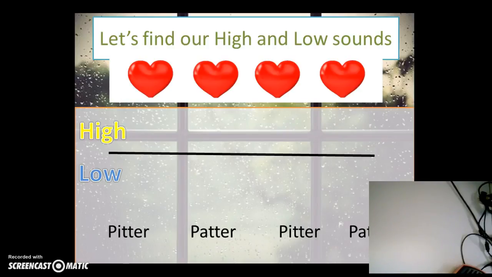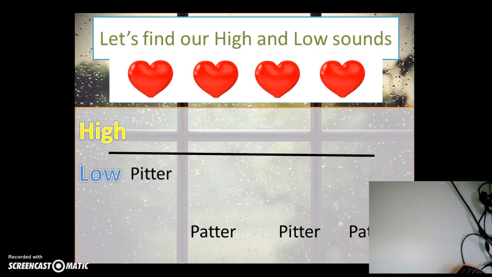So the first pitter is either going to be a low or high sound. Listen to it again. Pitter. Is that a low or high sound? You let me know. Good. It is a low sound. So pitter, there are two sounds there. If we clap the word pitter, there are two low sounds. Pitter.